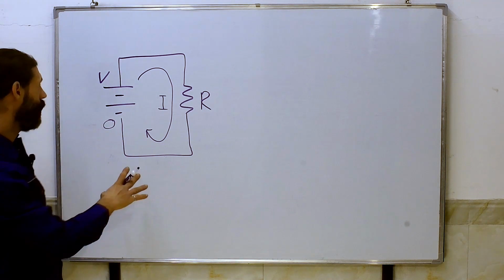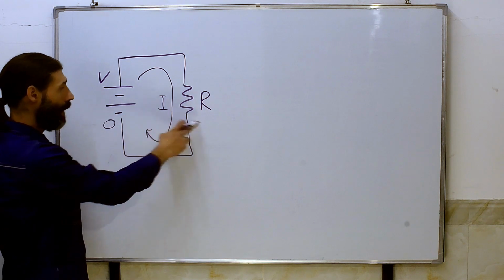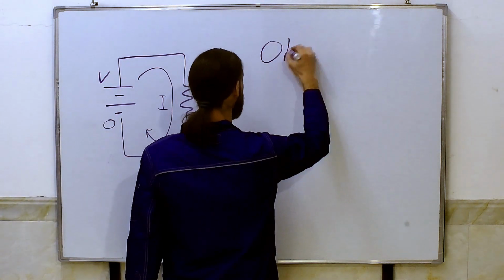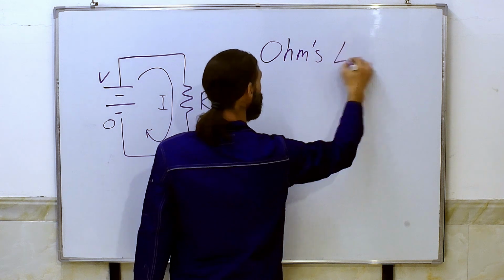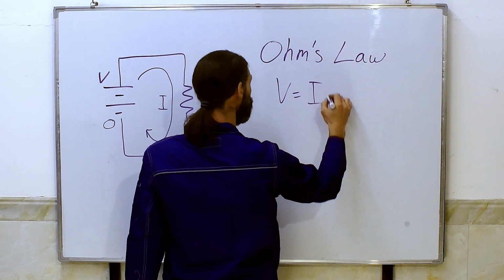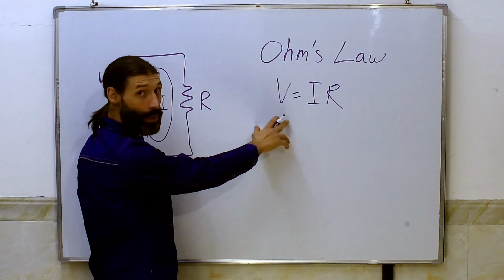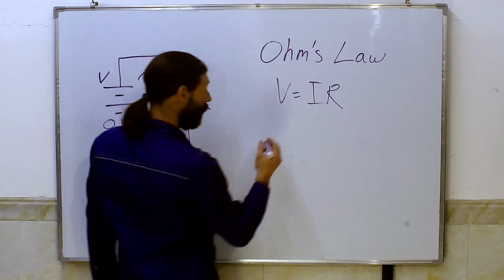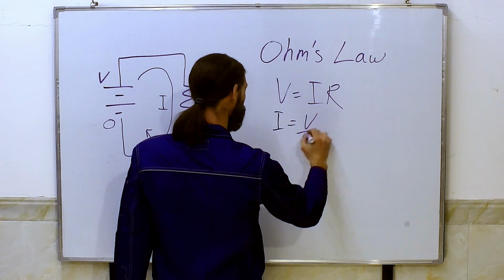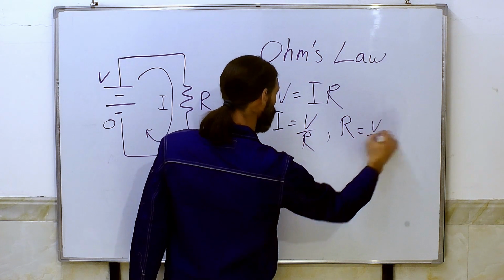The relationship between voltage, current, and resistance is called Ohm's law. Ohm's law says that voltage is equal to the current times the resistance, and if we have any two properties, we can calculate the third. So we can rearrange that so that current is equal to voltage over resistance, or that resistance is equal to voltage over current.